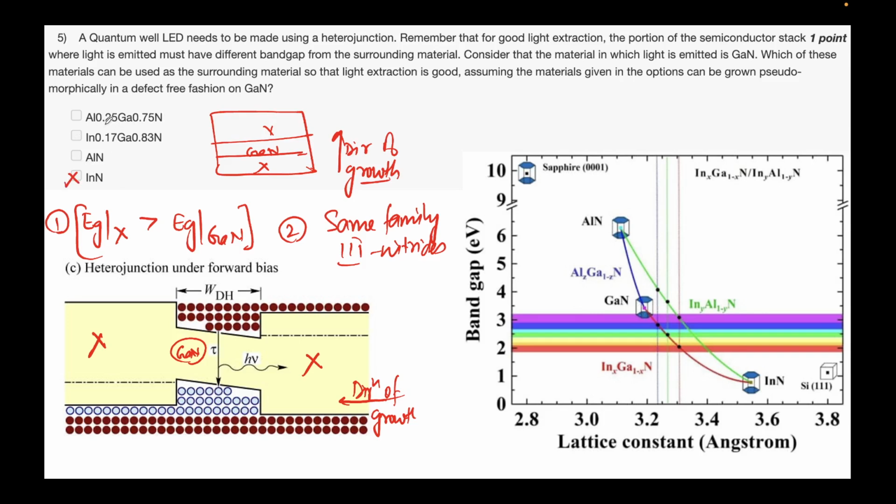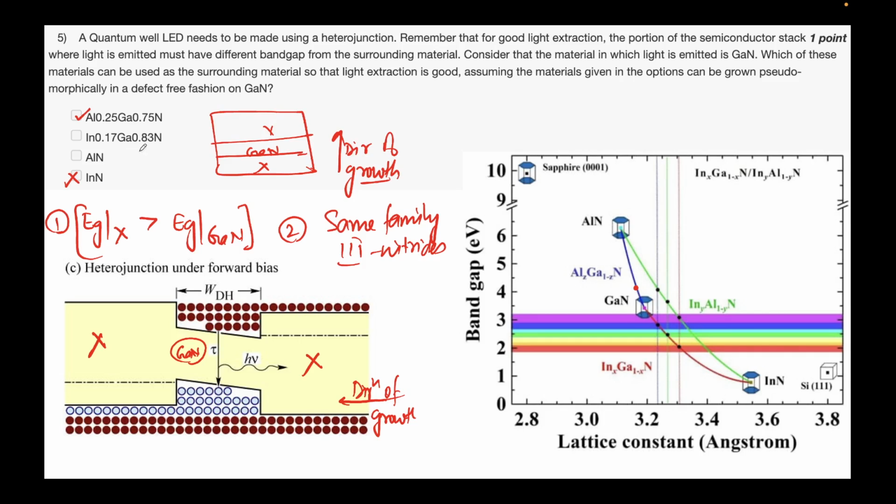AlGaN. So the second option that is being suggested is you make this material AlGaN. So this means you are somewhere on this blue line, or in fact you are over here, right? So if you are at this point, you have a band gap which is larger than your gallium nitride. So this is an acceptable option, right?